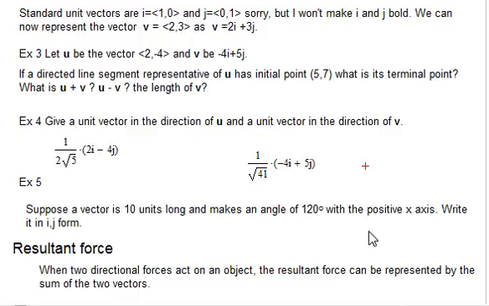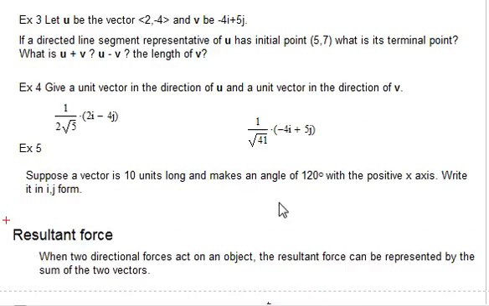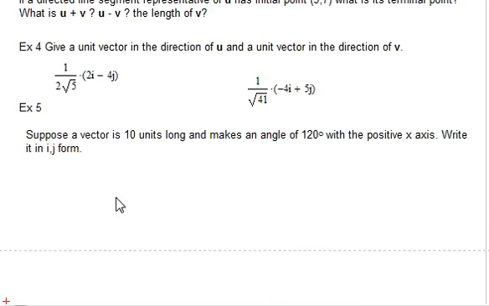Okay. Here's one more question now. Suppose the vector is 10 units long, and it makes an angle of 120 degrees with the positive x-axis. Write it in ij form. Well, good gracious, here's what we know. It's 10 units long, and it makes an angle of 120 degrees with the positive x-axis. So how do we write it in ij form?